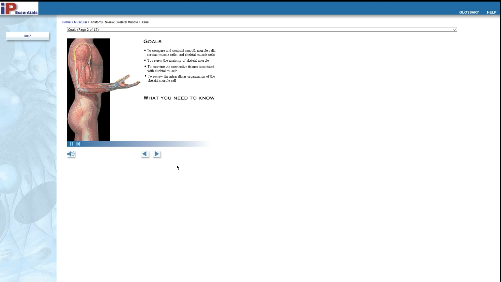Here's what you need to know: the definition of connective tissue and the structure of a typical cell. To see definitions of terms, click the bold red words.